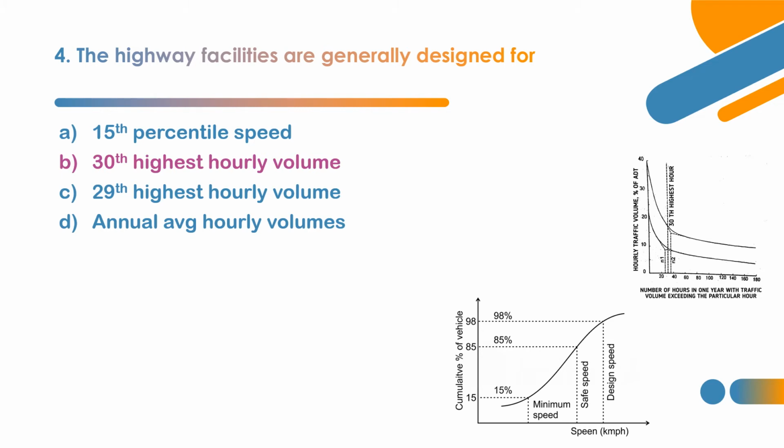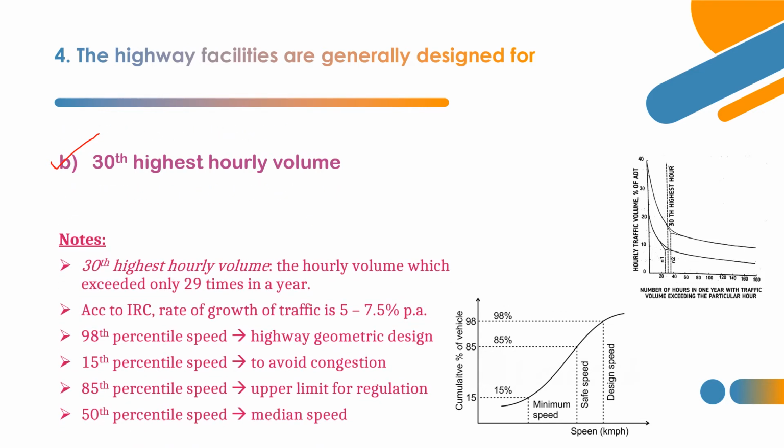The highway facilities are generally designed for the 30th highest hourly volume. Let's see more about the speed criteria also. So what is the 30th highest hourly volume? This is nothing but the hourly volume which is exceeded only 29 times in a year. Only 29 times in a year this hourly volume gets exceeded. You can refer to this graph. This is the 30th highest hour. So 29 times in a particular year, or in 365 days, this volume gets exceeded.